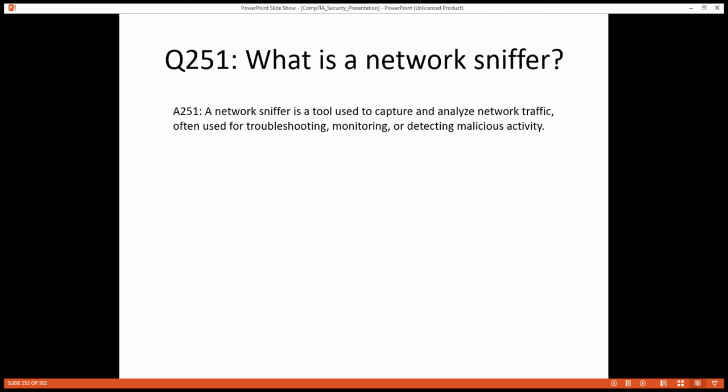Q251. What is a network sniffer? A 251. A network sniffer is a tool used to capture and analyze network traffic, often used for troubleshooting, monitoring, or detecting malicious activity.